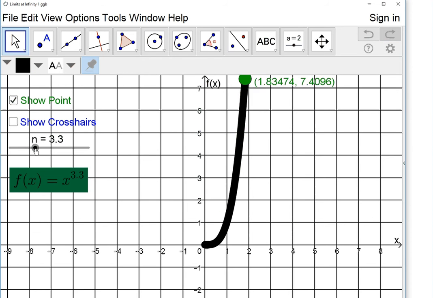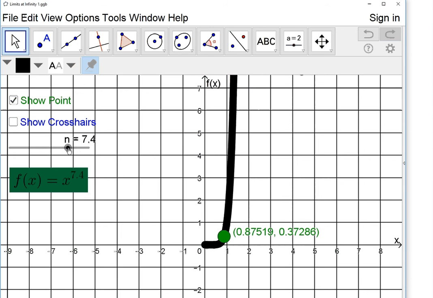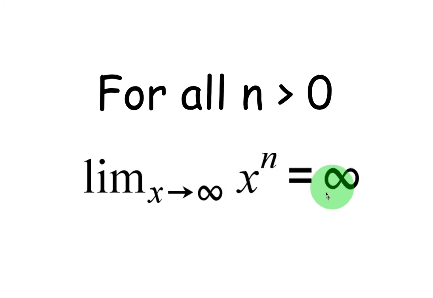And the bigger that I make n, let's try to drag the point back down, the bigger that I make n, the steeper the graph is going to be, and y is going to really jump up quick. So it's always going to increase without bound for any x to the n. So therefore, the limit as x approaches infinity of x to the n is infinity, provided n is bigger than 0. We're not talking about negative n values. Of course, we're going to look at that in a little bit.